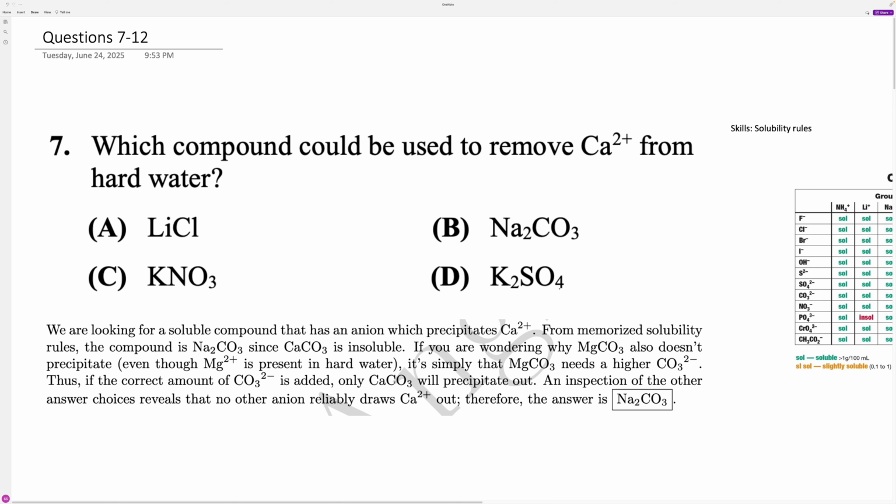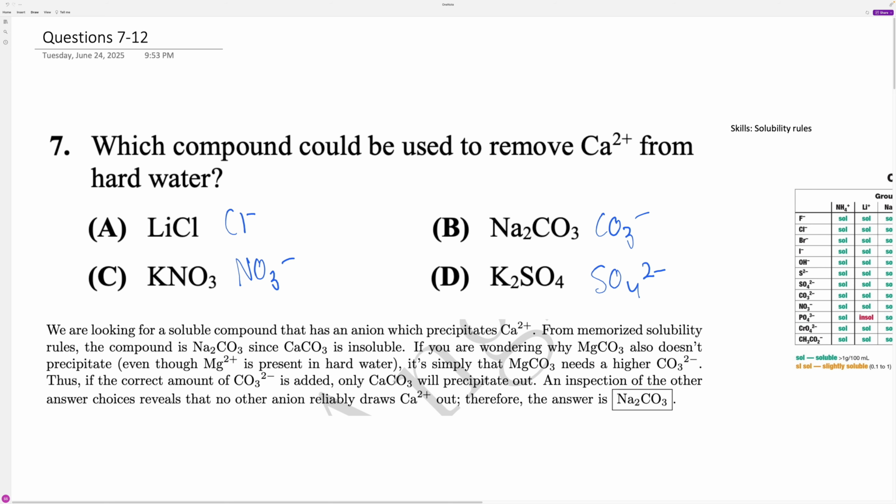In this question we're asked, what compound can be used to remove calcium ion from hard water? So calcium ion is going to react with the anion of each of these compounds, so I'm going to go through them one by one. For A we have chloride, for B we have carbonate, for C we have nitrate, and for D we have sulfate.